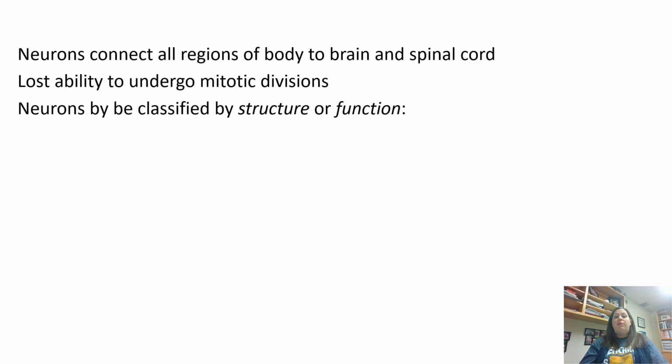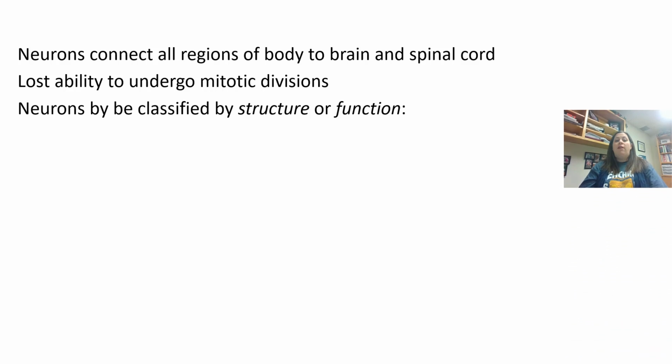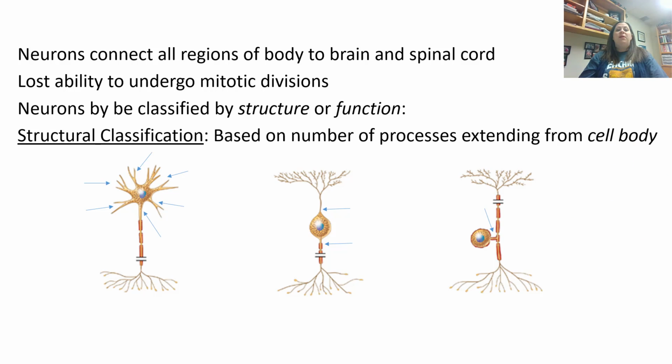Now, neurons connect all regions of your body to your brain and your spinal cord. Neurons have lost the ability to undergo mitosis, so therefore they can't be replaced. Neurons can be classified by their structure or their function. When we look at structural classification, this is based on the number of processes that extend from the cell body itself. So when we look at this first picture, this is called a multipolar neuron because it has one axon and many dendrites coming off of the cell body. So we would call this multipolar.